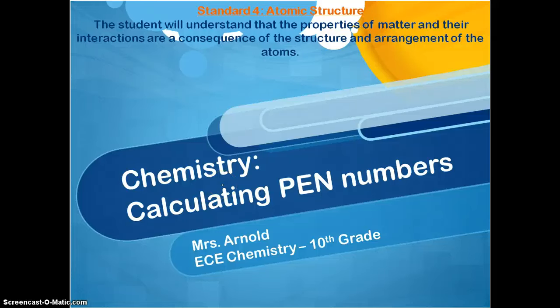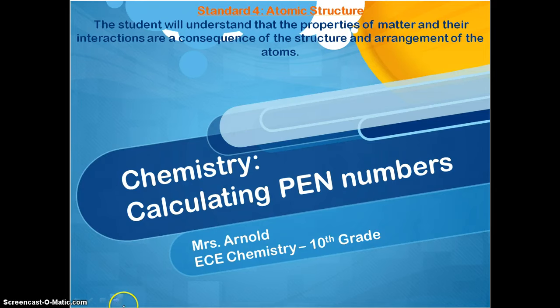Hello, this is Mrs. Arnold, and today we are going to do a lesson on calculating PIN numbers in chemistry. This lesson falls under standard number 4, which is atomic structure, and it states that the student will understand that the properties of matter and their interactions are a consequence of the structure and arrangement of the atoms.